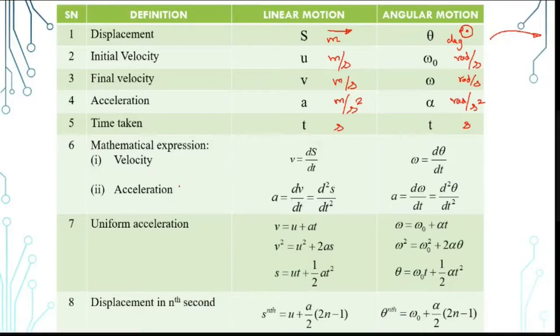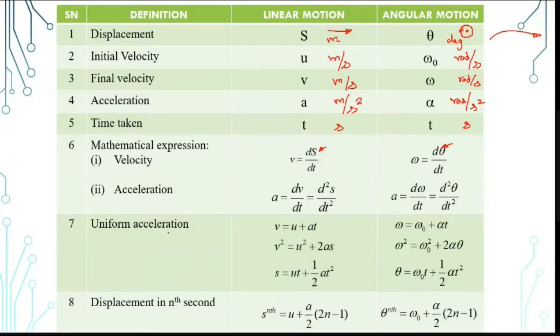If we want to identify the velocity, we know the expression. Velocity is the differentiation with respect to time of displacement, so we call it ds by dt. Similarly, angular velocity is d theta by dt. The only thing is that displacement is changed to theta. The same applies for acceleration, which is dv by dt or d square s by dt square, and for angular motion it is d square theta by dt square.